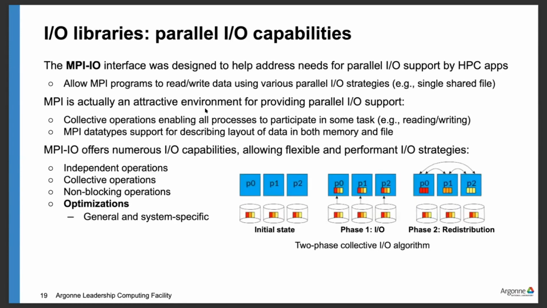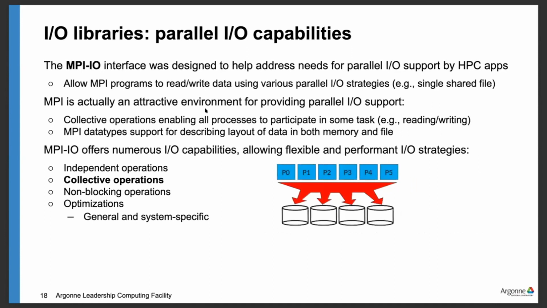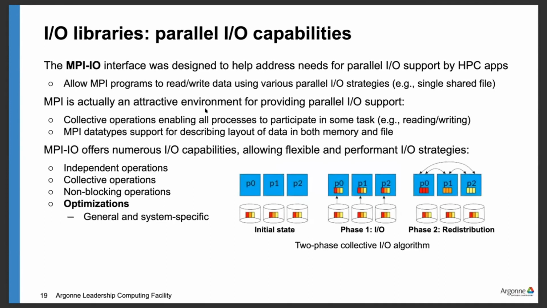They do non-blocking operations too, which are fundamental for coming up with asynchronous approaches to I/O. And MPIO also implements a lot of various optimizations that are subtle and maybe not obvious to users. These can be very general things, or they can be system specific things. So, Lustre specific optimizations or things like that.